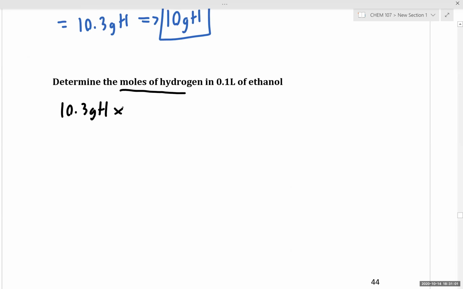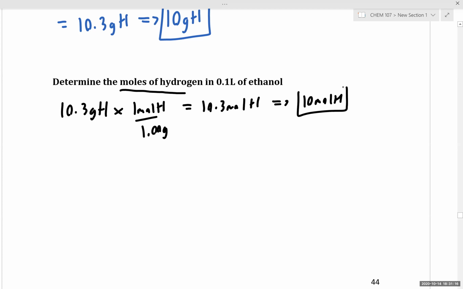Okay, so we have 10.3 grams of hydrogen, and we know in 1 mole of hydrogen, we have 1 gram. That in turn gives us 10.3 moles of hydrogen that we round to 10 moles of hydrogen. Does this example make sense to everyone? Any questions on this example?